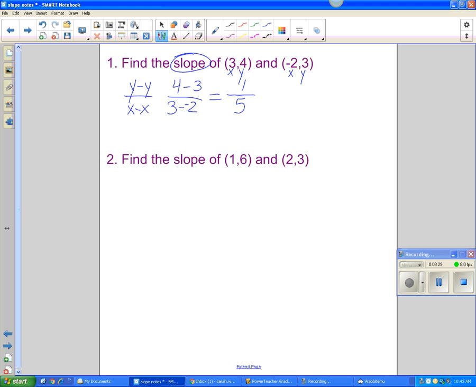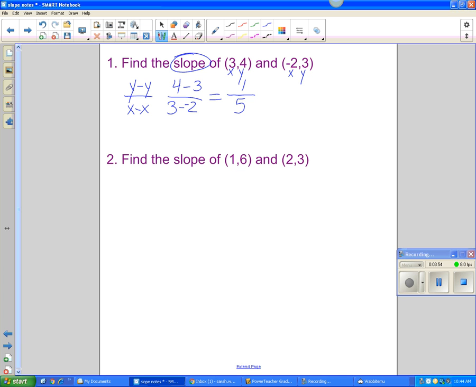If you want to do it without a calculator, what is 4 minus 3? Just 1. What's 3 minus negative 2? 5. Because what happens to a minus and a negative in your head? They become pluses. So that's where the 5 comes from.